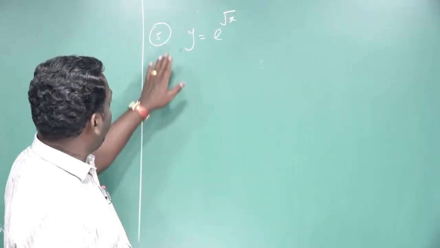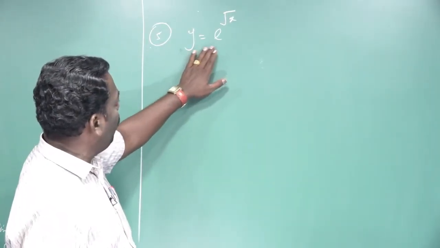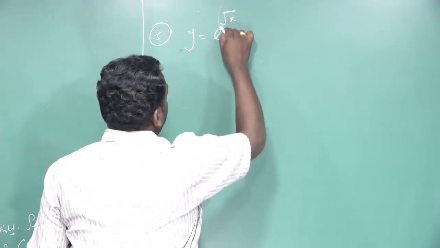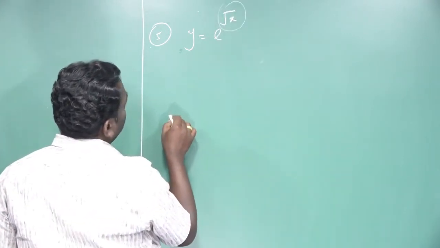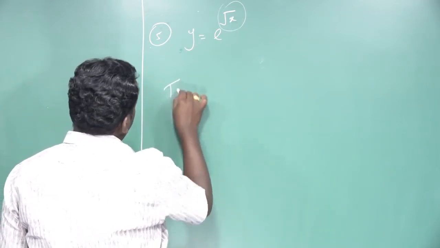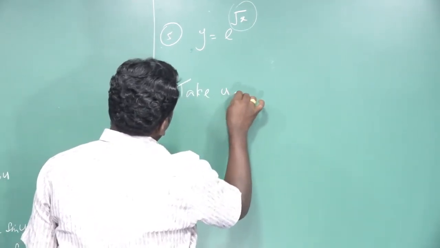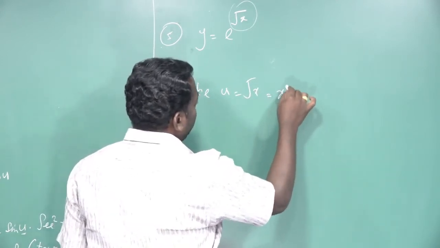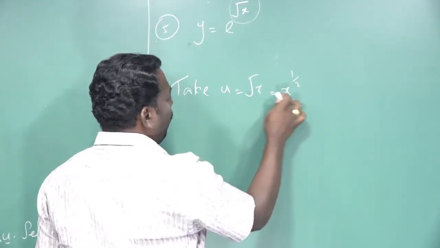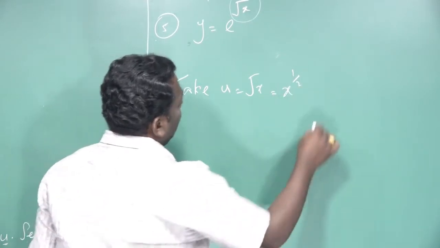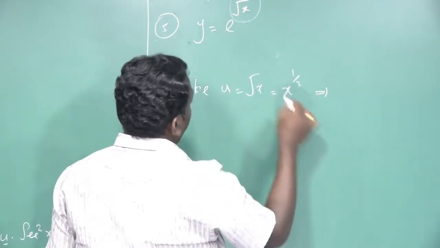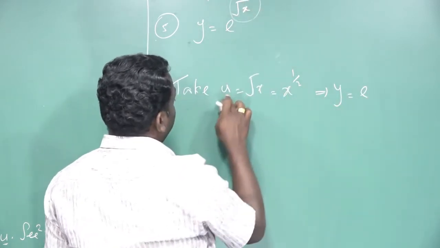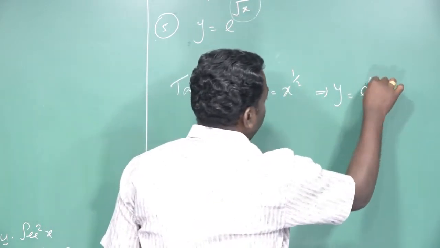Next, question number 5. The given function is y equals e power square root of x. Again let us consider the power term, root of x, as u. Take u equals root x. We can write root x as x power 1 by 2, because of the square root. And that implies y equals e power u, with the total power term considered as u.